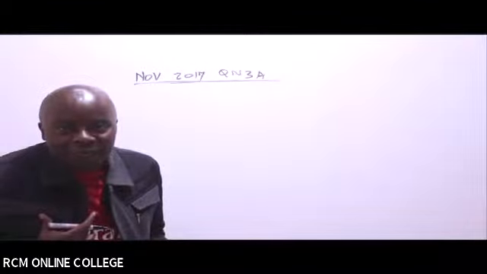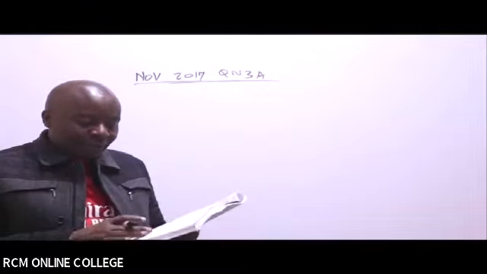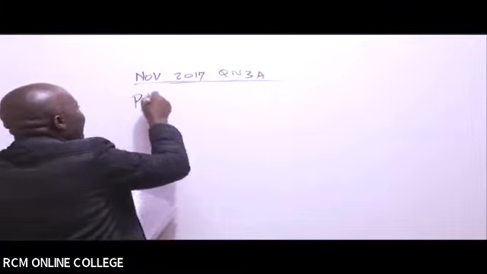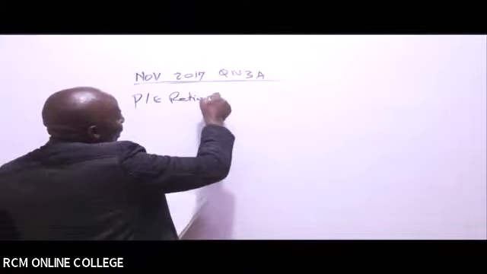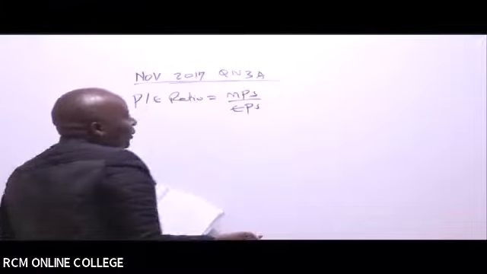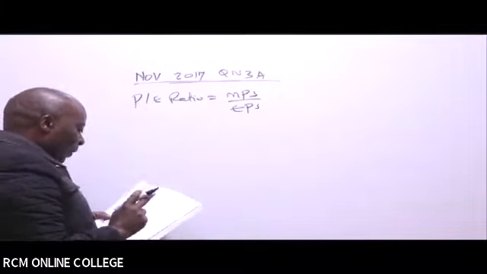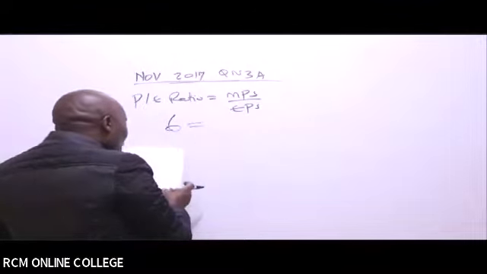I'm a very good student of finance. Whenever I see them giving me a PE ratio, there must be something they have hidden from me. So I'll apply the formula: it is MPS over EPS. We agreed about this. So the company's PE ratio is 6 times, which will be equal to the MPS.